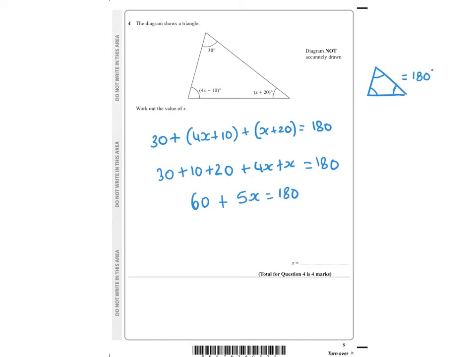I'm going to take away 60 from both sides. So I'm going to have 5x equals 120. If I divide both sides by 5, I get x equals 20. Now you always have to remember to write the answer in the answer box. Now I've just realised, sorry, that's divided by 5, so it's actually 24. Okay, 120 divided by 5 is 24. Okay, please always double check your work.